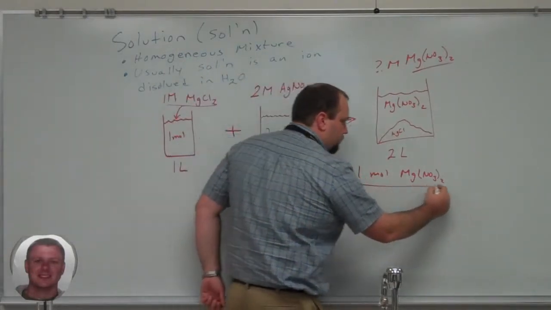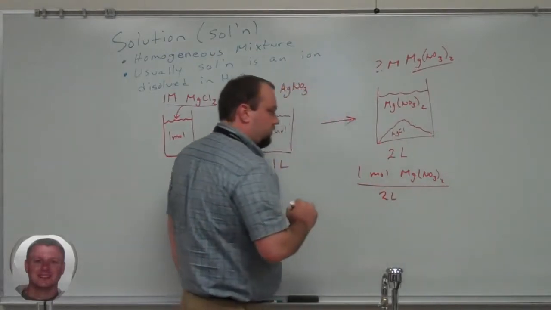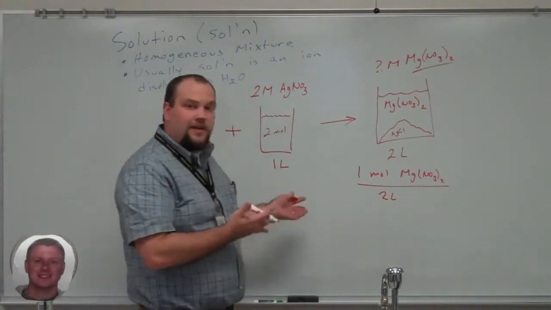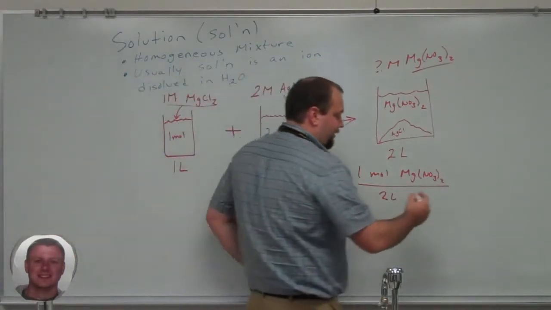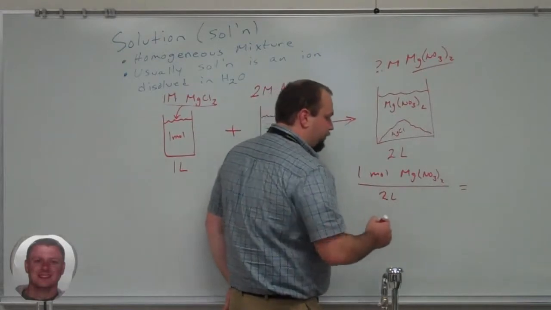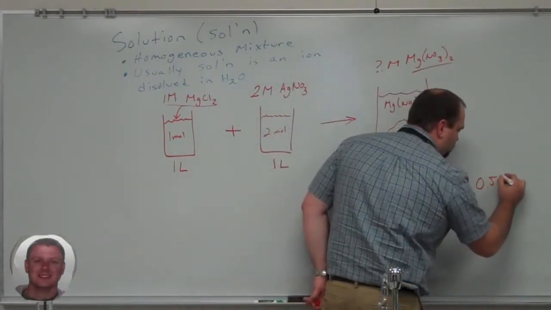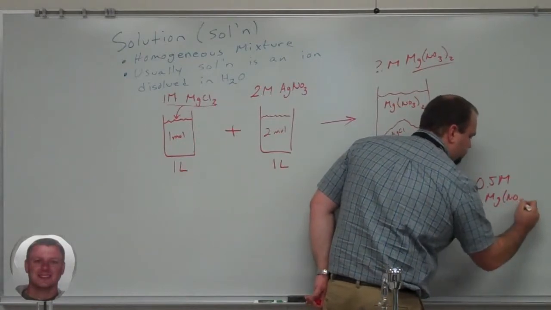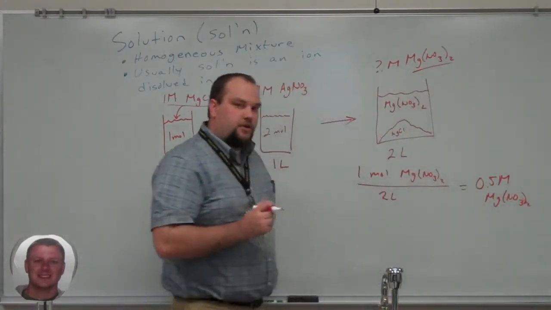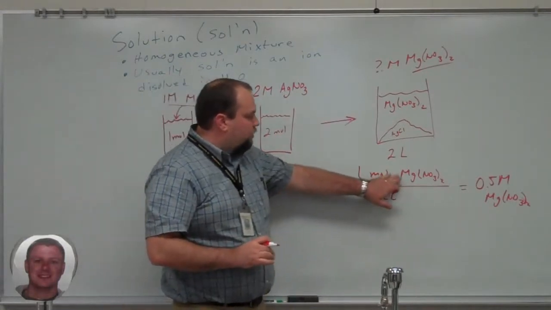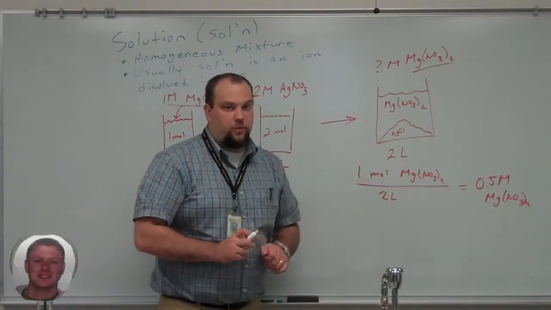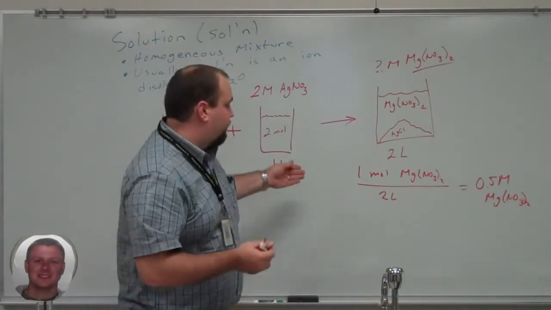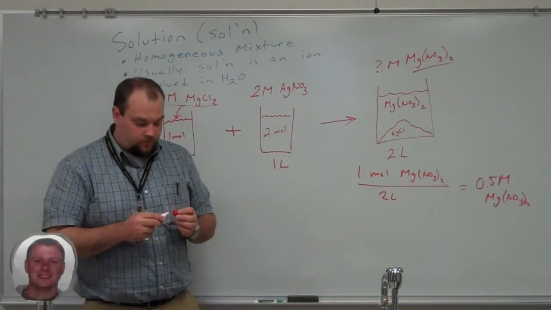I know the volume is 2 liters. Well, molarity is just moles per liter. It's almost magic that it was set up that way. So 1 over 2, I have 0.5 molar MgNO3 2. The trick is to realize that I've got 1 mole of this compound and that my volumes were additive. Meaning when I mix them together, I add up. I don't just have 1 liter, I have to add them together.